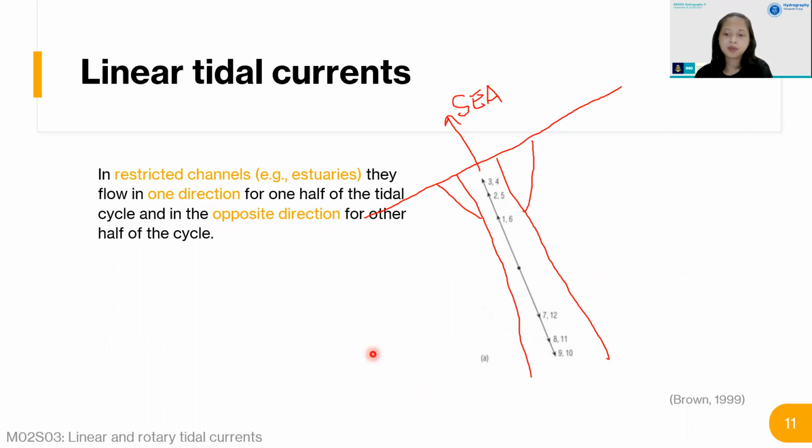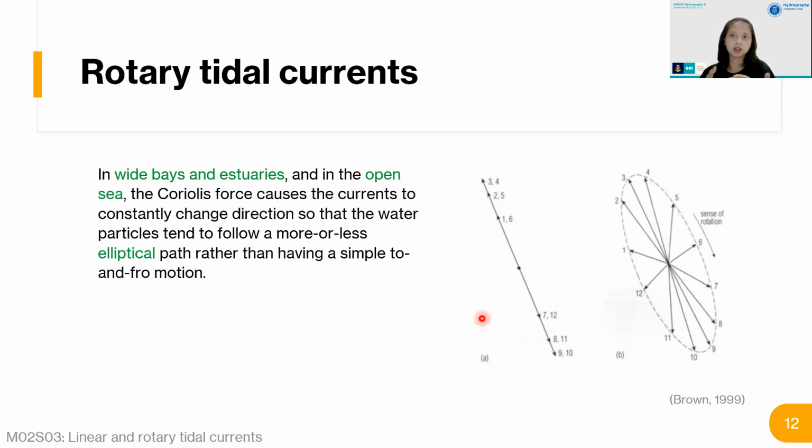Now we'll move on to the rotary tidal current, which is a lot more common in open water, or even at the coast or in the estuary. Why is it more common? Because you've got something called the Coriolis force.